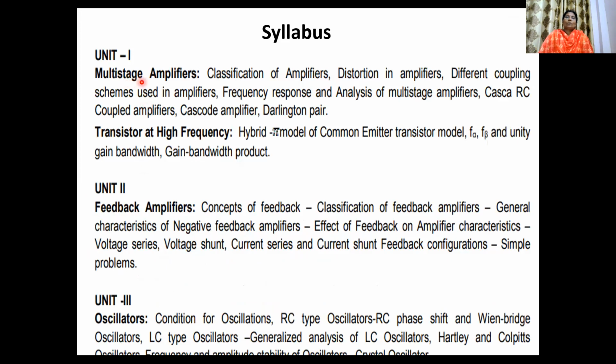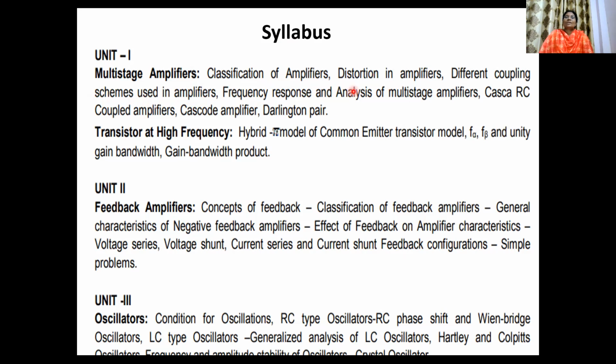Already you have studied the first unit. The first unit consists of two parts. One is multi-stage amplifiers, and the second part is transistor at high frequencies. Already you have discussed the classification of amplifiers, distortion in amplifiers, different coupling schemes used in amplifiers, and frequency response. What are the different coupling schemes? Those are RC coupled amplifier, LC coupled or LC tuned amplifier, transformer coupled amplifier, and direct coupled. All these are the coupling schemes used in amplifiers.